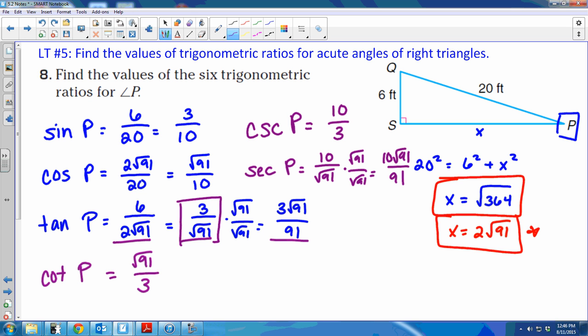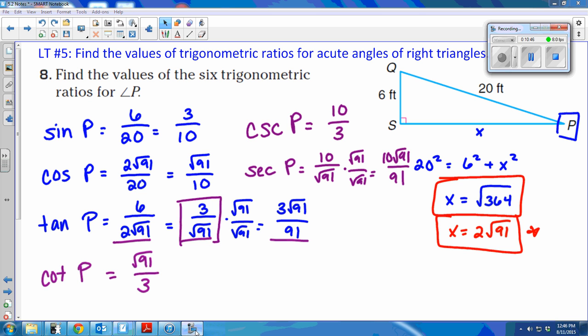All right, questions about that? That's learning target 5. All right, we've all done that before. Feel comfortable with that? Yes. Okay. Then, we're not going to do learning target 6 today. But I'm going to set up what you need for learning target 6 so that when you come in tomorrow, we can do it really quickly and then spend the rest of our time on learning target 7. All right?